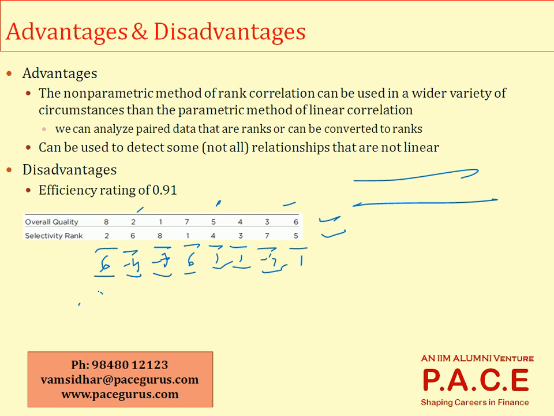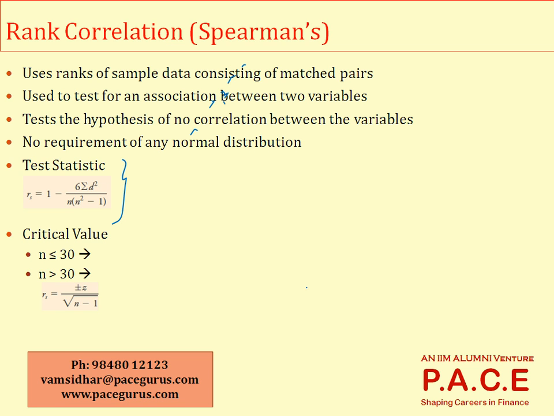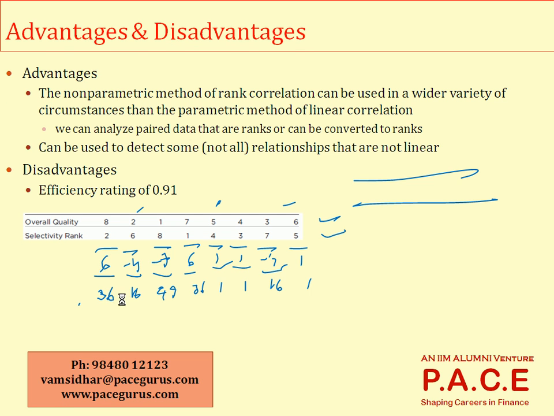Then you square these differences: 36, 16, 49, 36, 1, 1, 16, 1. Then you do the calculation, which is 1 minus 6 sigma d squared by n into n squared minus 1. So these are the d squares: 36 plus 16 is 52, 101, 137, 138, 139, 140, 156. This is my sigma d squared. 6 sigma d squared by n, 8 items, into n minus 1, and 1 minus. This is my test statistic.